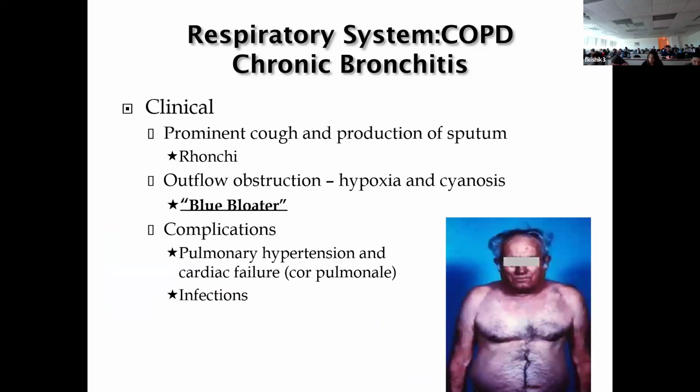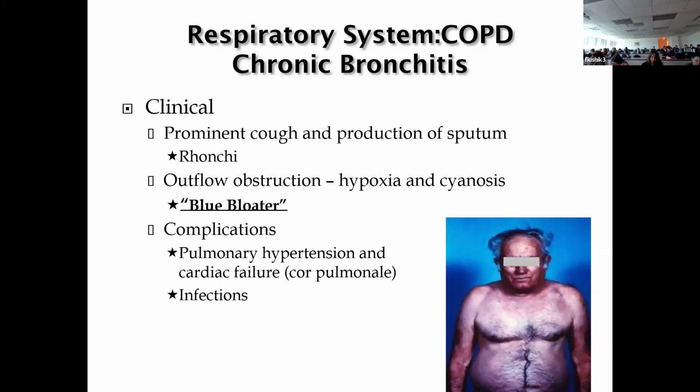Goblet cells. Here's your blue bloater, bigger guy, big belly, Pickwickian type picture. Like this guy has sleep apnea. Even if I didn't say it, you just did it. That's what inspection is like. You just look at him and automatically know. Prominent cough and production of sputum, they'll have bronchorrhea, outflow obstruction, hypoxia, and cyanosis.